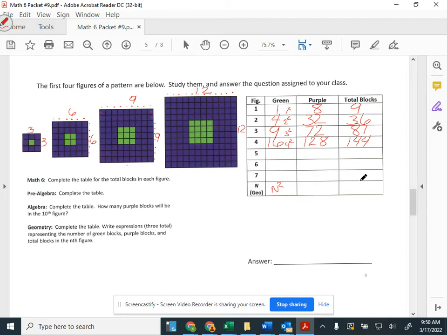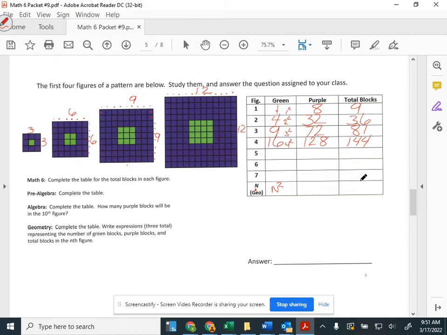So now let's look at our purple. N is the figure number. Let's look at purple. Not quite so easy with my squares. I'm going to look at my perfect squares and say, is there something that I'm doing to the perfect squares each time? Thinking about those functions. What am I multiplying them by?